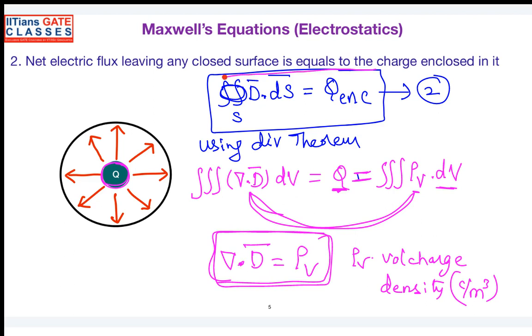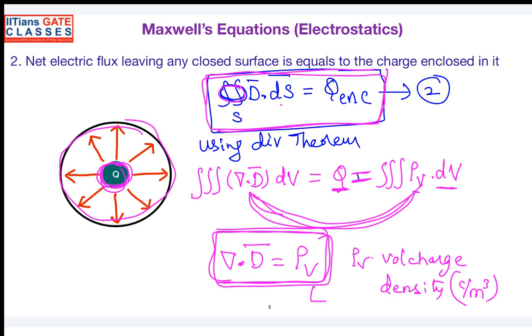So once again, to summarize: when you enclose any charge with a closed surface, the net flux leaving the surface will be equal to the charge present inside it. That is what this equation gives. Since the surface is closed, you can apply the divergence theorem, and at the same time, the value of Q can be written in terms of a volumetric integral like this. You can compare these two equations, and you will get del dot D is equal to rho v. This is your second Maxwell equation.